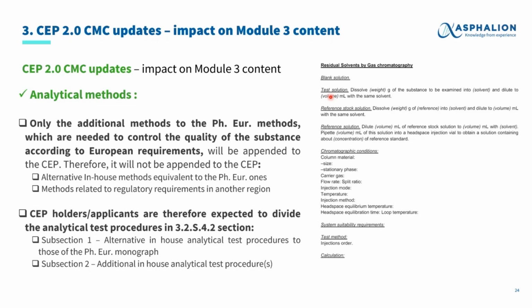So for the sake of clarity, in order to evaluate this section, the EDQM is encouraging to divide this analytical method section in two parts. First part is the first subsection that is going to include the alternative in-house analytical test procedure to those ones included in the Ph. Eur. monograph, and then a subsection 2 including all the additional in-house analytical test procedures that have to be included in the CEP. And you can see here and in the previous slide the examples of the template that the EDQM has released in order to give a little bit of guidance on how to accomplish these sections.